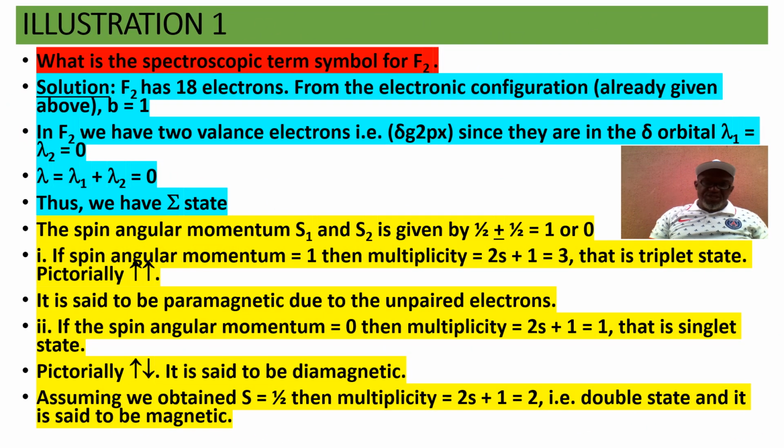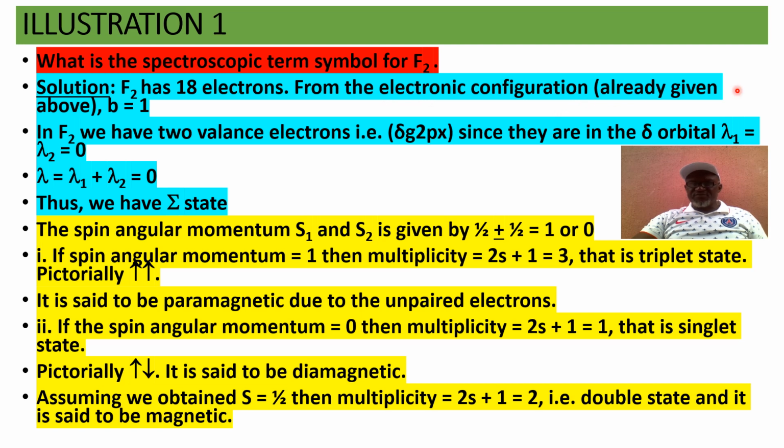Now we're using F2, fluorine, as an example. So let's take time and follow this step by step. What is the spectroscopic term symbol for F2? First solution: F2 has how many electrons? If you remember, who can tell me how many electrons we have? When we did the electronic configuration, we got 18 electrons, right?